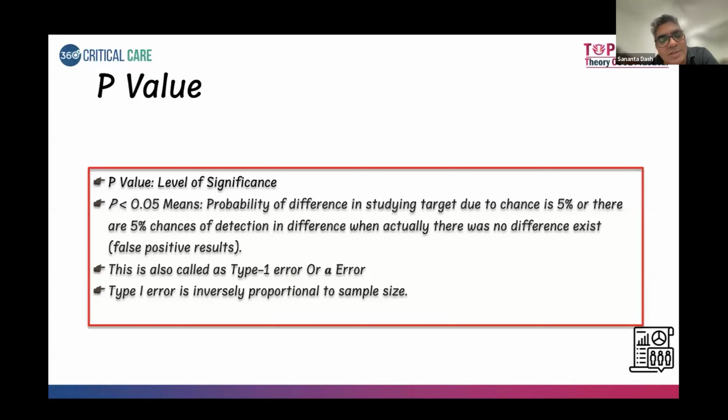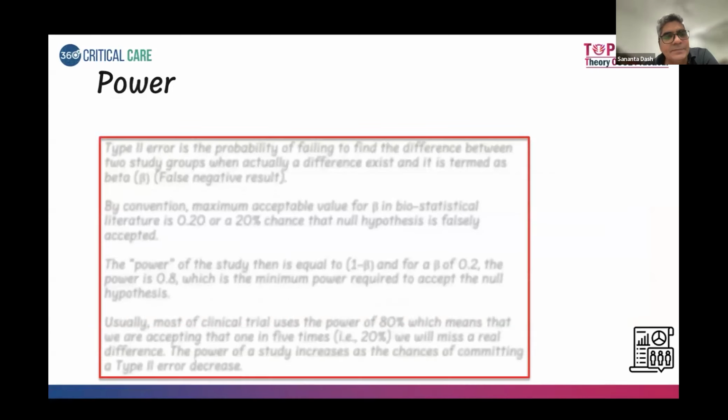When I show you the formula for the sample size calculation, it will be more obvious. Just remember that if your sample size is less, your alpha error is more, and vice versa. If your sample size is large, then your alpha error is less. So this is an important component, the p-value or the alpha error, in calculating the sample size.